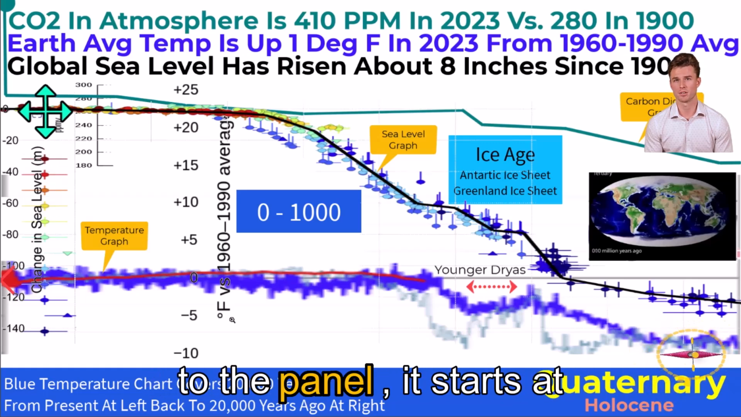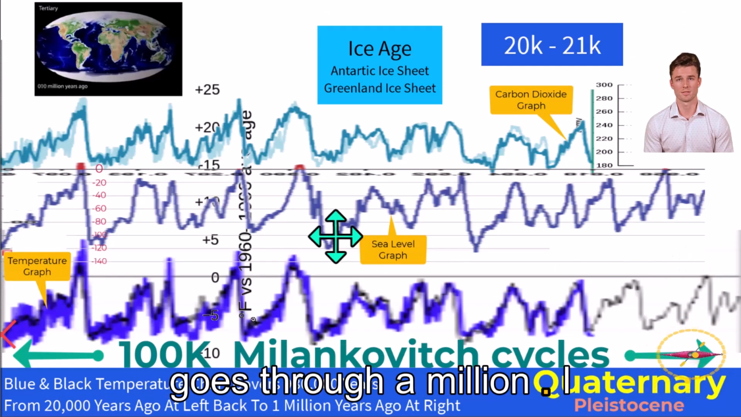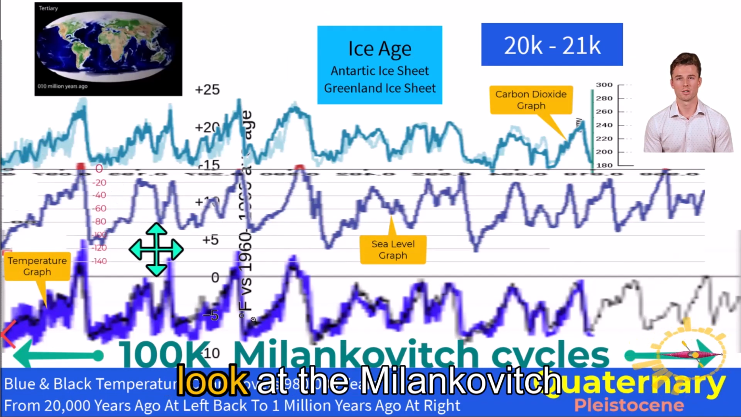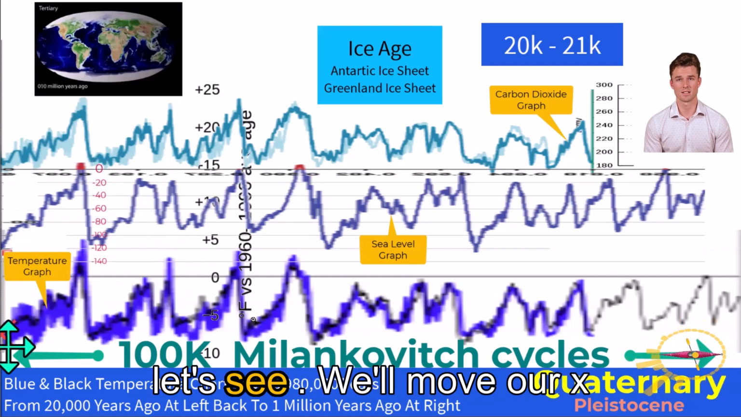Going back to the panel. It starts at 20,000 years and goes through 1,000,000. I want to point out that if we look at the Milankovitch cycle that happens, and let's see.